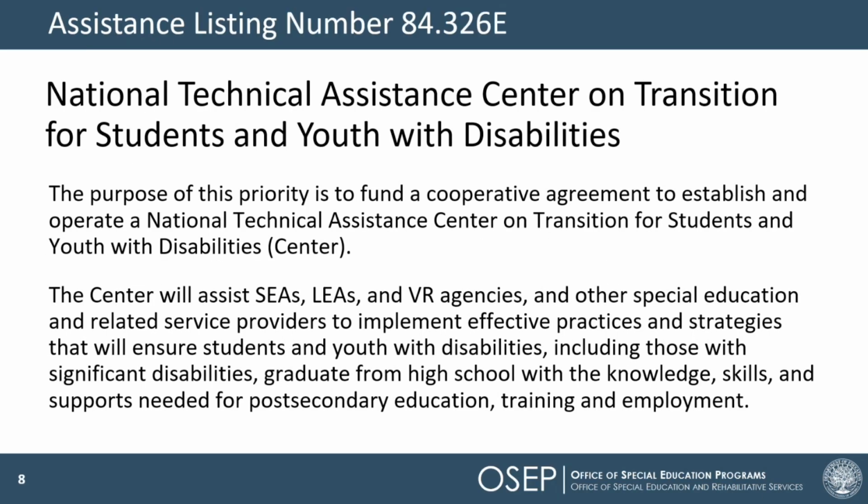Slide 8. Assistance Listing Number 84.326E, National Technical Assistance Center on Transition for Students and Youth with Disabilities. The purpose of this priority is to fund a cooperative agreement to establish and operate a National Technical Assistance Center on Transition for Students and Youth with Disabilities.